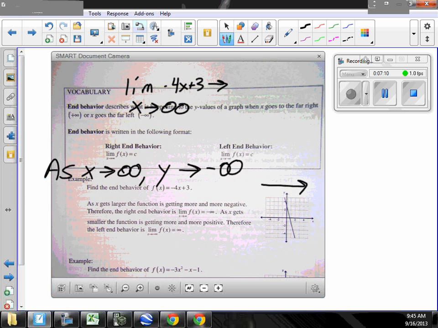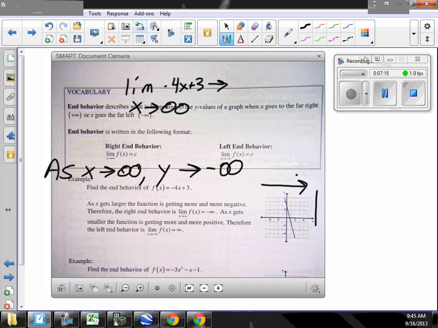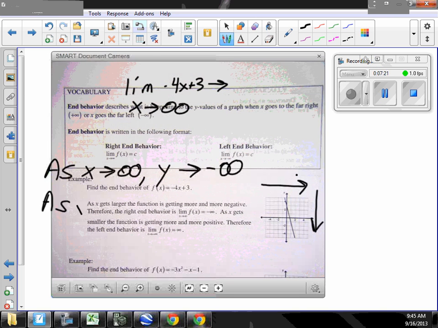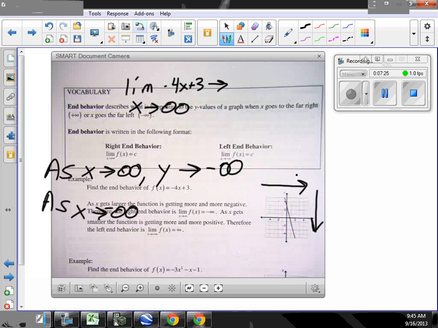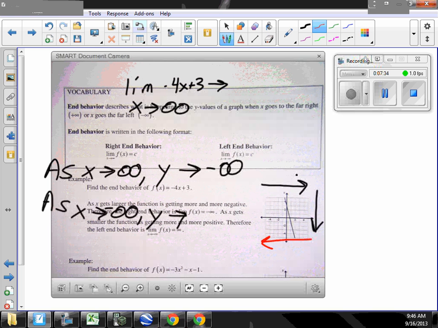Does everybody get that? So as x goes to the right, y is going down. The next part, as x approaches negative infinity, then y approaches... So if I look at the graph, if I travel left, where's the graph going? Up. And up would be infinity. So as we go to the right, the graph goes down. As we go to the left, the graph goes up.